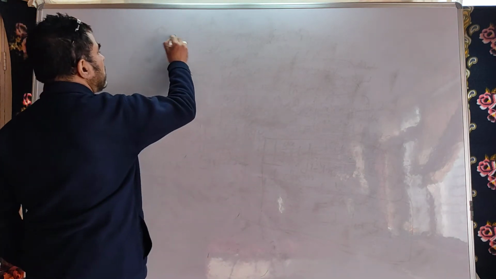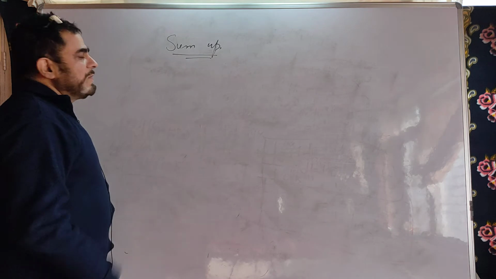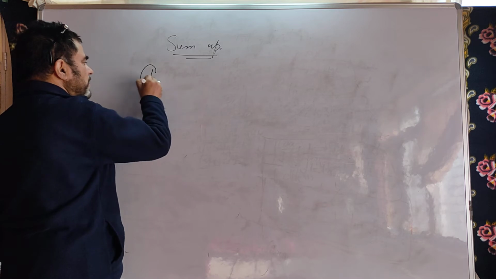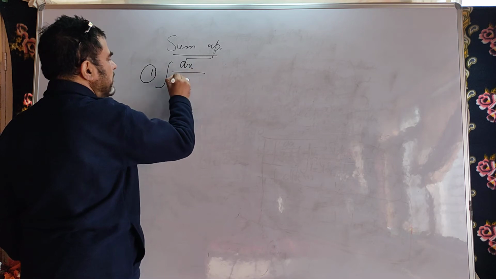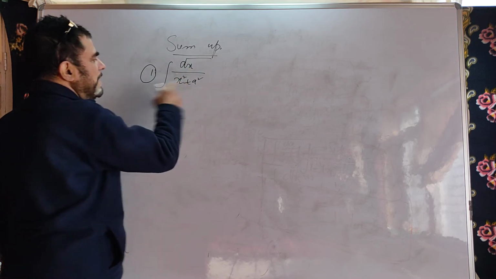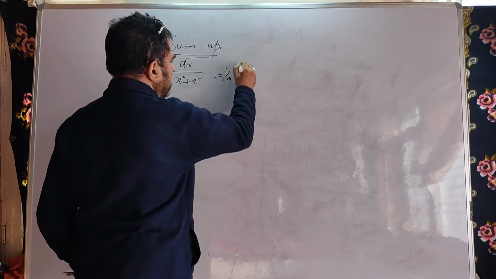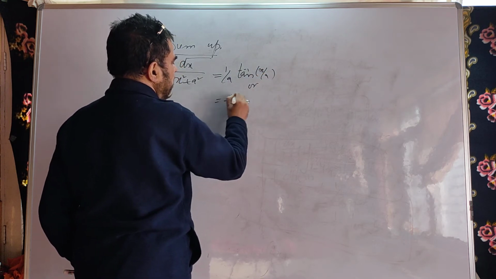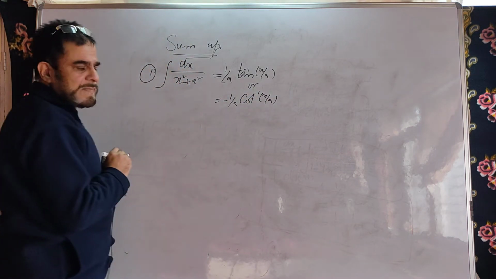Now we sum up the formulae. How will you remember these? Number one, you have integral of dx by x square plus a square. There is no root here. You have seen this is 1 by a tan inverse x by a, or it is minus 1 by a cot inverse x by a.